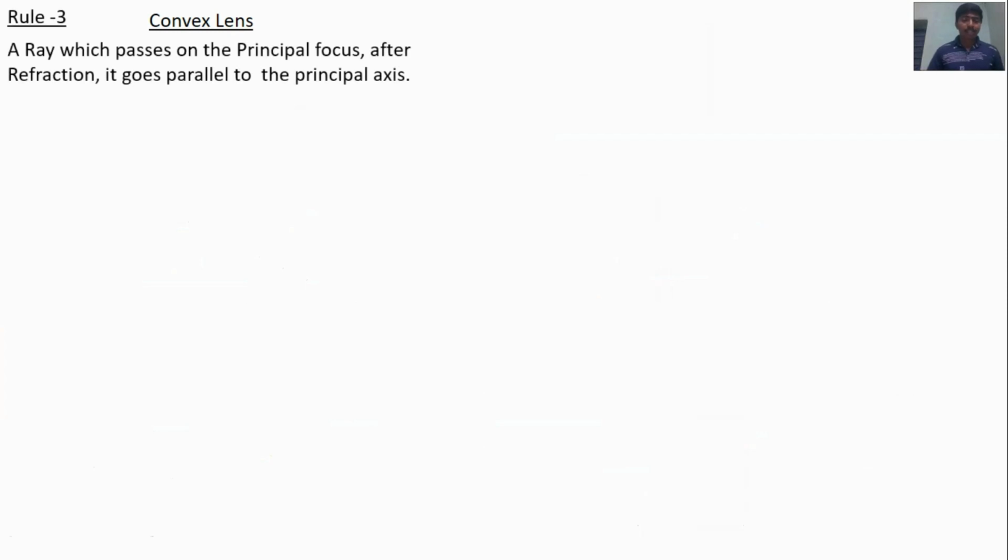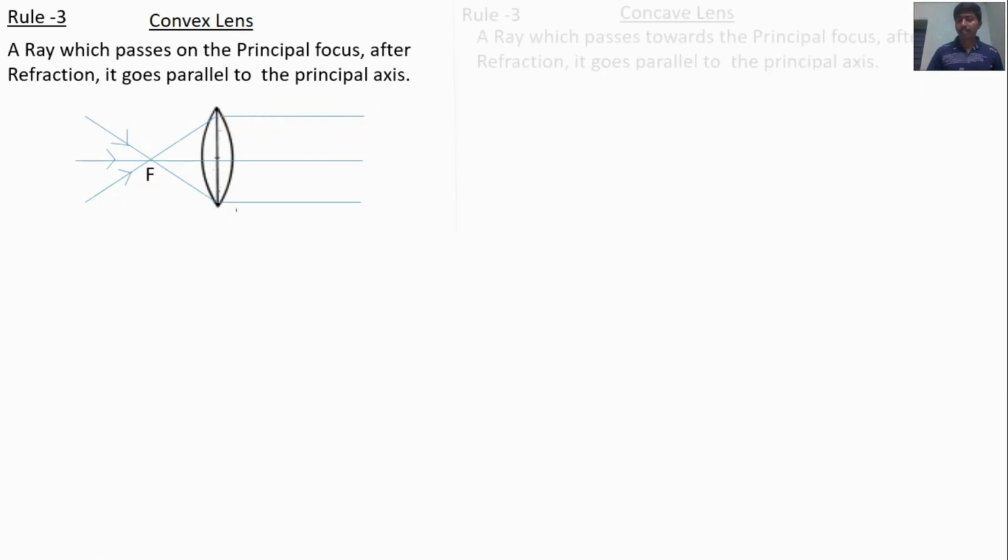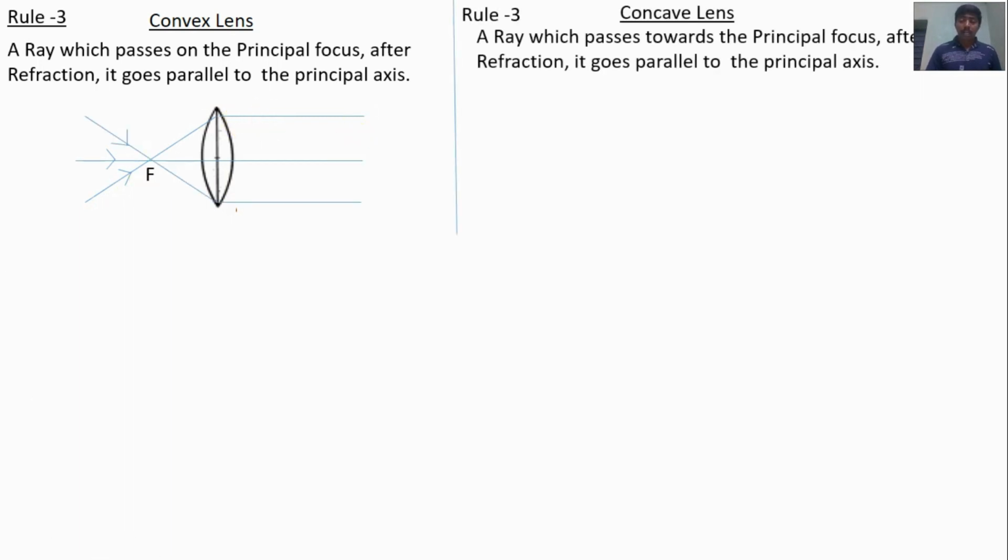Rule 3 for the convex lens is: if the ray passes through the principal focus, after refraction it goes parallel to the principal axis. This is the principal focus point. For the concave lens it is the same: a ray which passes towards the principal focus, after refraction goes parallel to the principal axis.